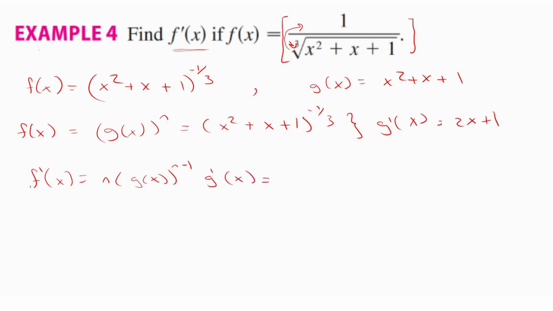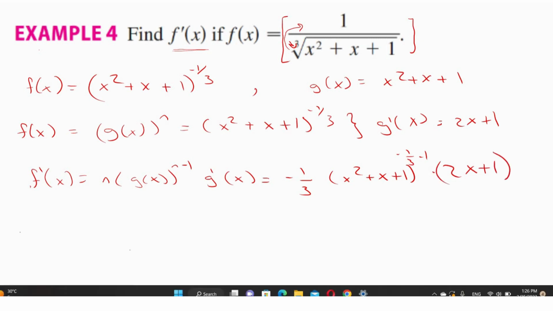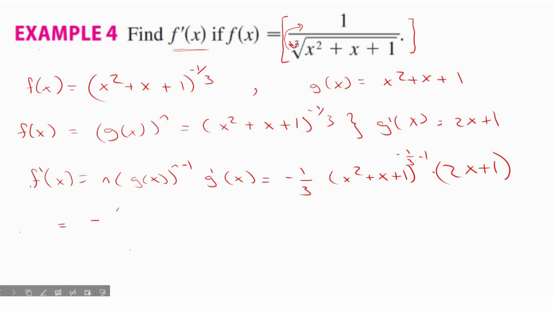And here we know that n is negative 1 over 3, so this will become negative 1 over 3 multiplied by (x squared plus x plus 1) power negative 1 over 3 minus 1, multiplied by 2x plus 1. So this is what we have here, 2x plus 1. And this can be written as negative (2x plus 1) over 3, and then we have here (x squared plus x plus 1) power negative 4 over 3.